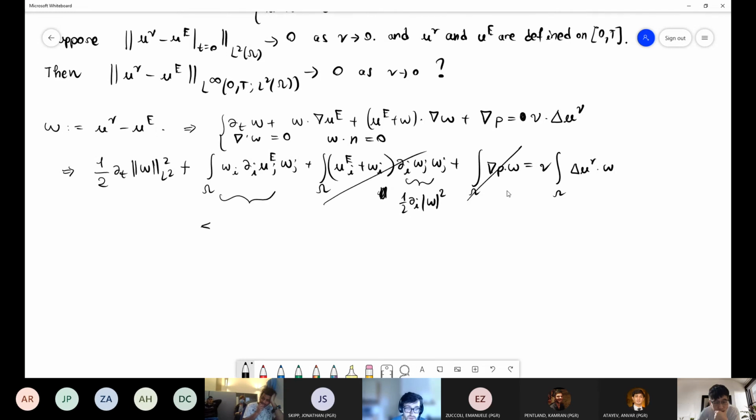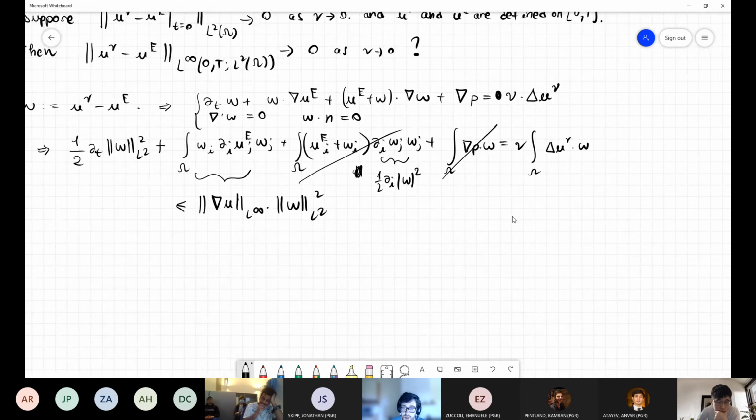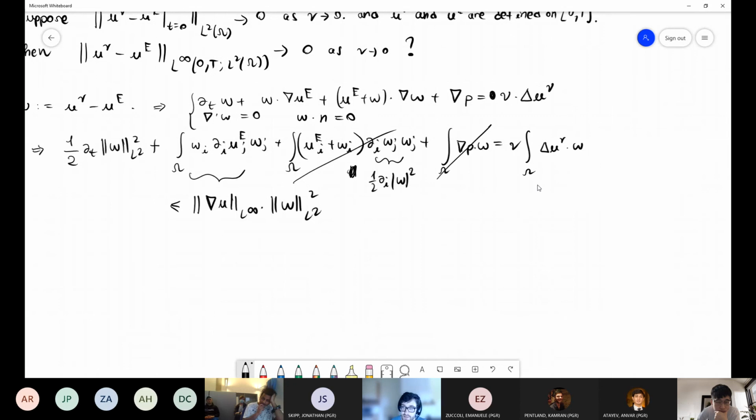This one we can't do much, but we can bound it by the gradient of u in the L infinity norm times the L2 norm of W squared. So far so good, but the main issue is this term here.